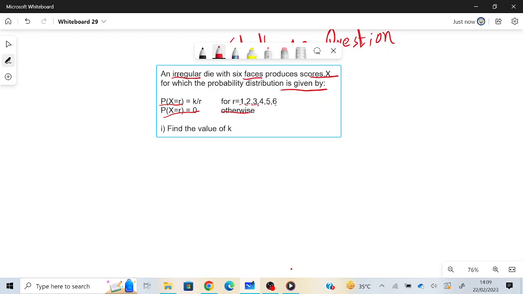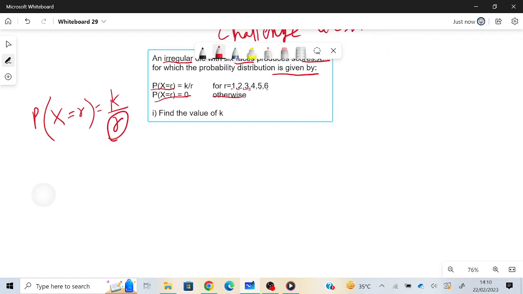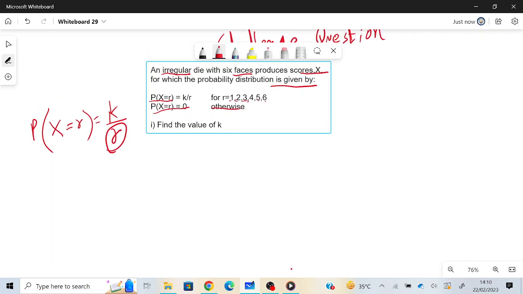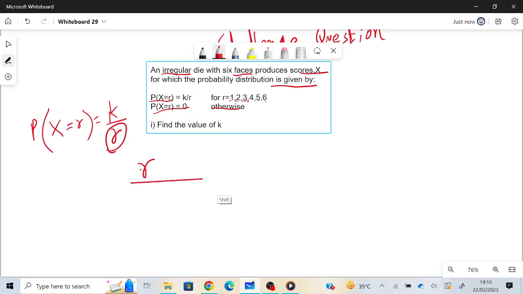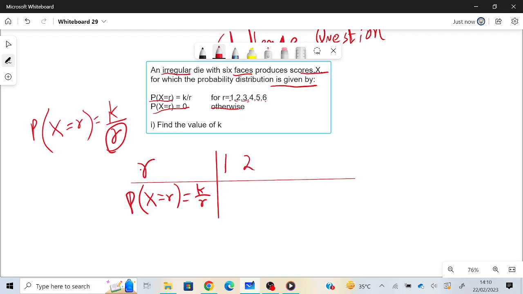Right, now they're telling me that the probability of landing a particular value is equal to k over r, where r are the values 1, 2, 3, 4, 5, 6. So to set up a probability distribution table, I can quickly say, okay, we have r over here, we just draw a line here. At the bottom we have the probability of our big X equals r, which they're saying is k over r, and all our values of r, that's 1, 2, 3, 4, 5, and 6.